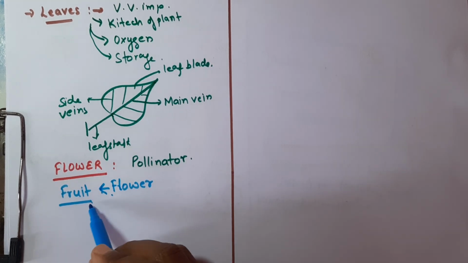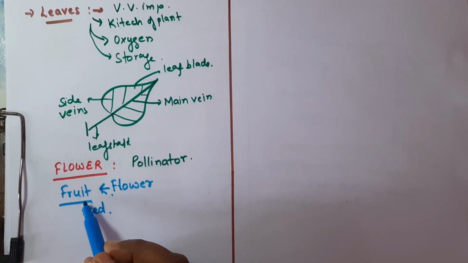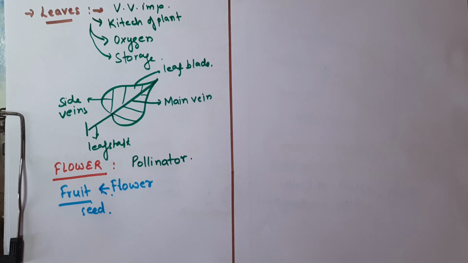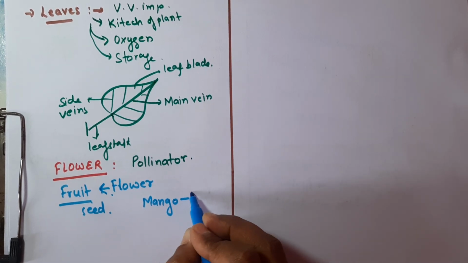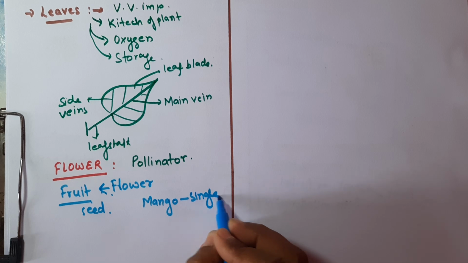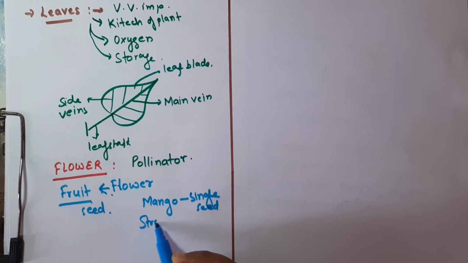In the fruit, inside, there is always a seed. So the fruit will act as a protective cover for the seed. In some plants there will be a single seed, like mango, where we see a single, very big, white-colored seed, right? And in some, like strawberries, there are so many.